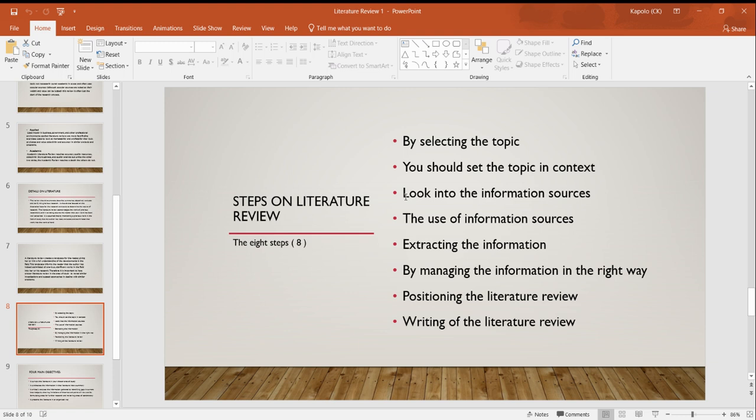And the use of information sources, that's the fourth step, is extracting the information, where you are getting the information. And now the seventh step, I mean, the sixth step, is managing the information in the right way. And then we come to the seventh, that's positioning of the literature review. And then the last step is writing the literature review. So this is mostly about the steps of literature review. I call them the eight steps of literature review.